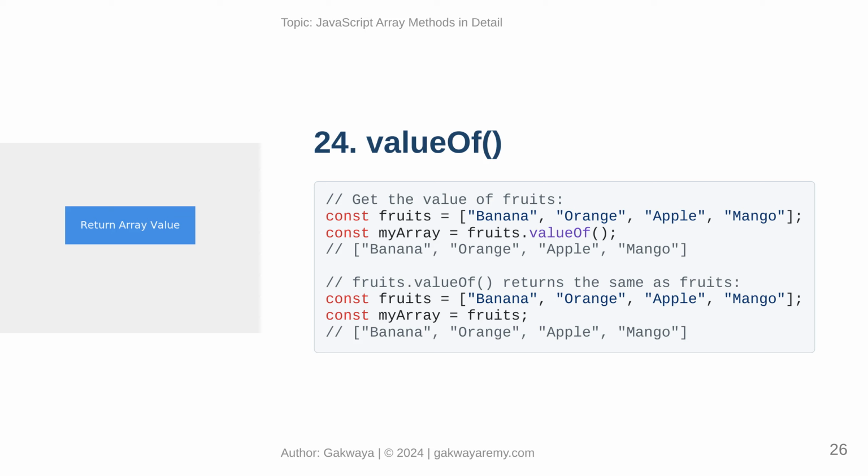valueOf returns the array itself. It's rarely used explicitly as JavaScript automatically calls it when needed. Think of it as getting a reference to the original array, it returns the same array, not a copy. This method is inherited from Object.prototype.